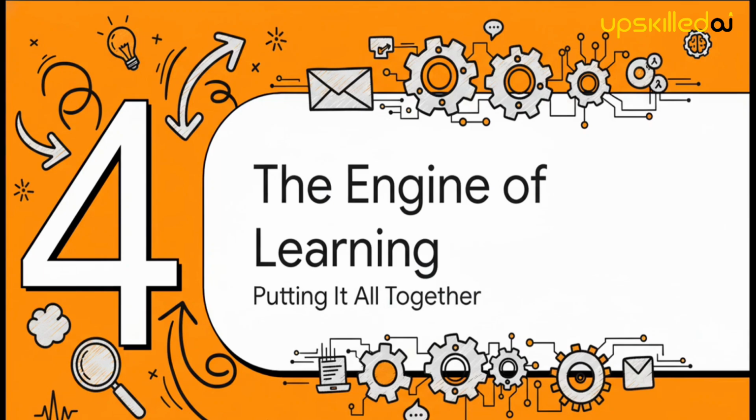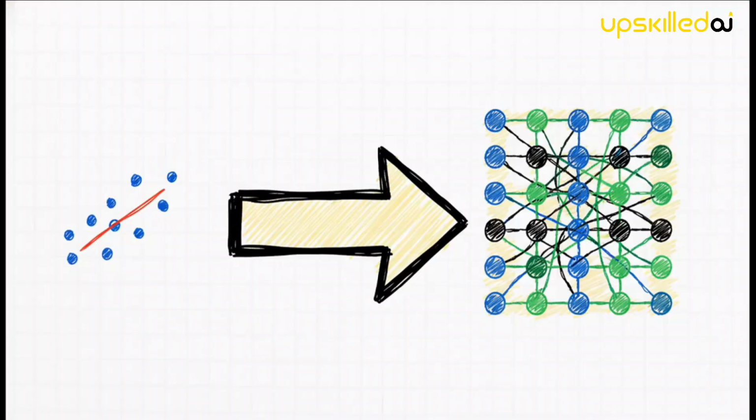Okay, let's pull back. We've seen all the individual parts, all the gears and levers. Now let's look at the whole incredible machine we've just put together. It's pretty amazing when you think about it. We started with such a simple idea, just nudging a straight line to fit some dots on a graph. And now we see how that exact same core process of guessing, measuring your error, and making a tiny adjustment is scaled up to power an entire network of interconnected neurons, all working together to find patterns.